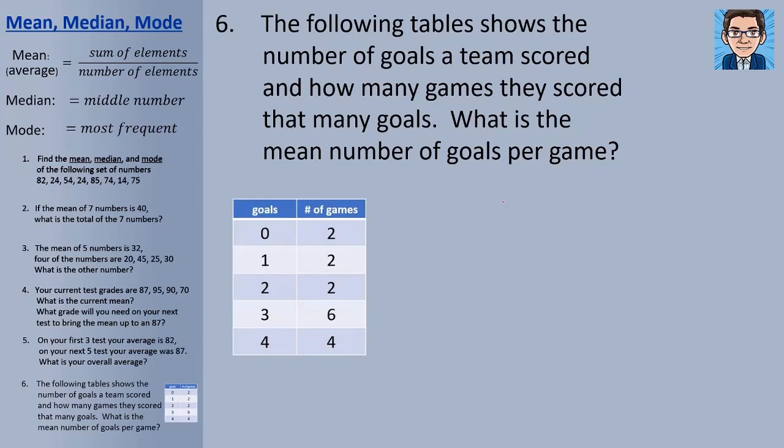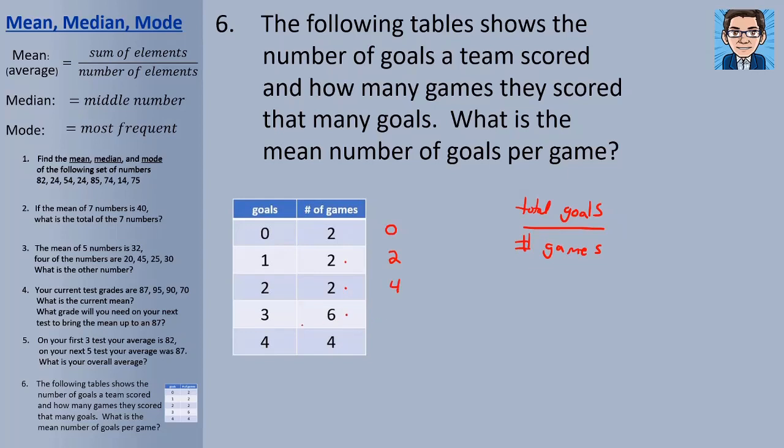So to get a mean, we want the total number of goals in all games divided by the total number of games. So that's going to get us the overall mean. So we can take a look at this and calculate for these 2 games. If we didn't score any goals, we got a total of 0 for these 2 games. For these 2 games, we scored 1 in each game, so that's going to be a total of 2. For these 2 games, we scored 2 in each, that's a total of 4.